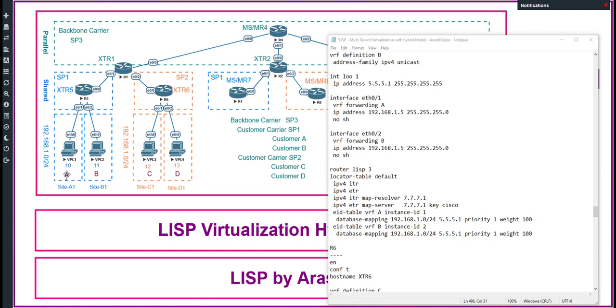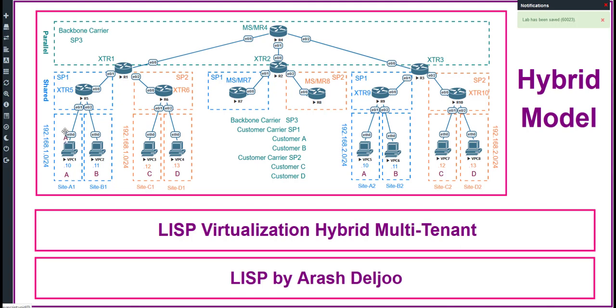Let me write here IID, for example IID1. I'm going to write it here for easier understanding. Here we have IID1, instance ID of 1. Also on the other side, let me show you, this is the EID IID1 for customer A, VRF A.